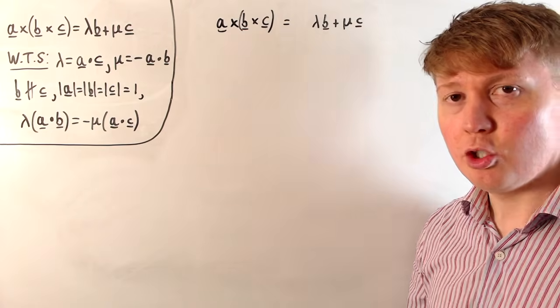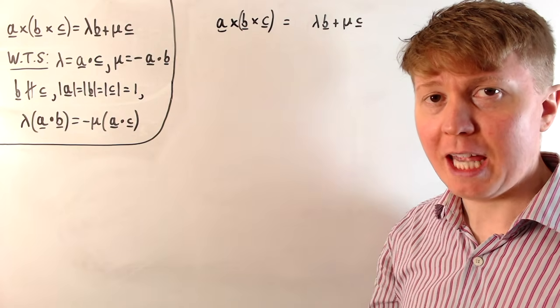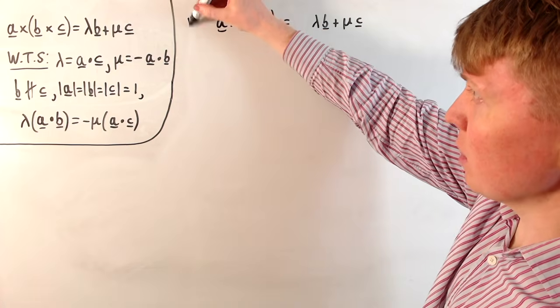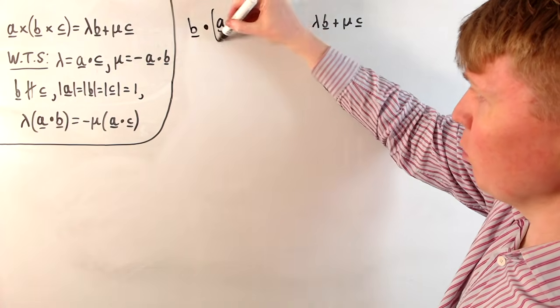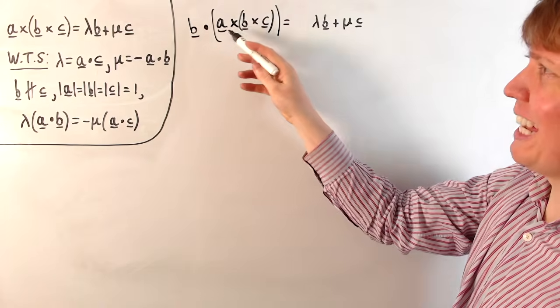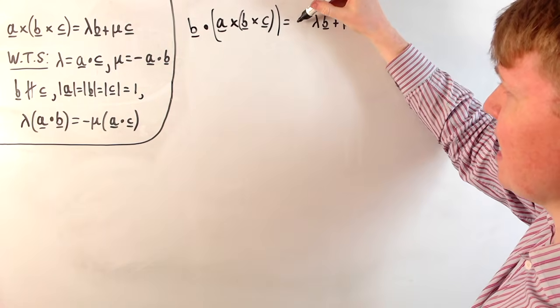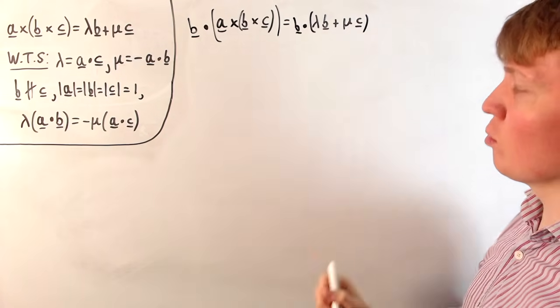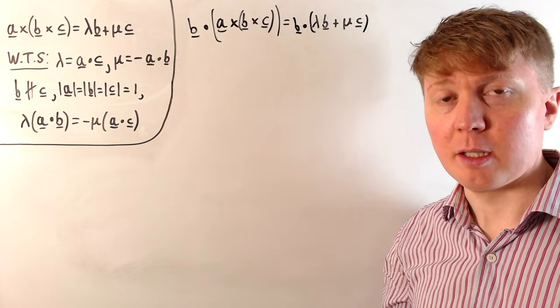Now we've just done the dot product of both sides of this equation with A, so let's try doing the dot product of both sides with B. So on the left-hand side, this actually gives us a scalar triple product type expression, B dot A cross this vector B cross C. And on the right-hand side, we've got B dot these terms, which we can expand like expanding brackets.